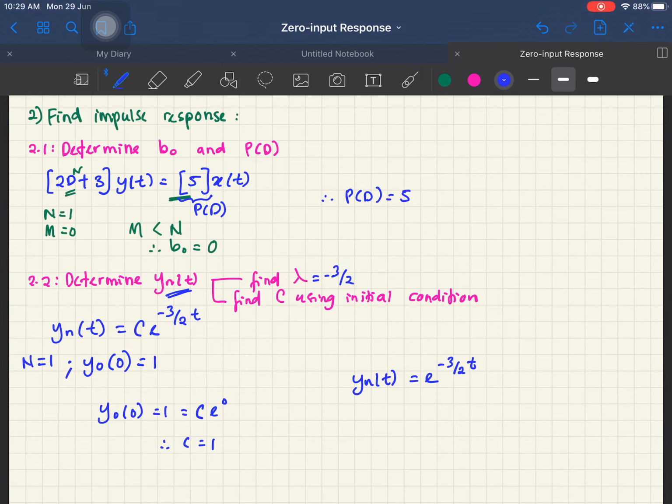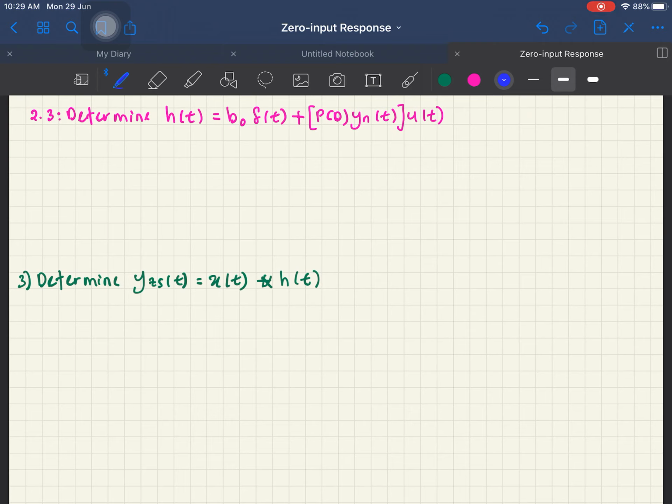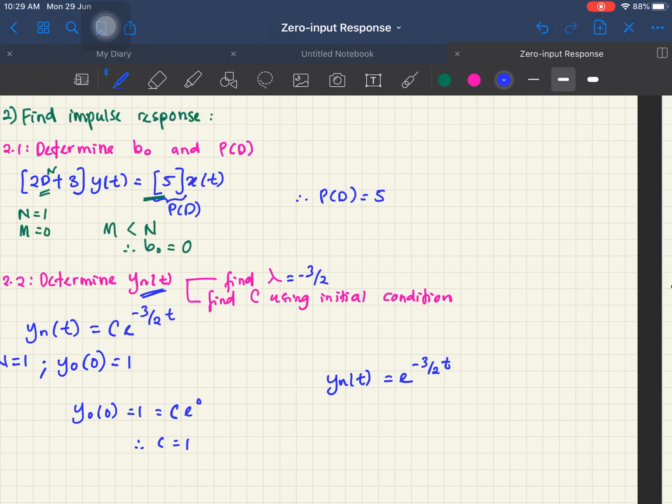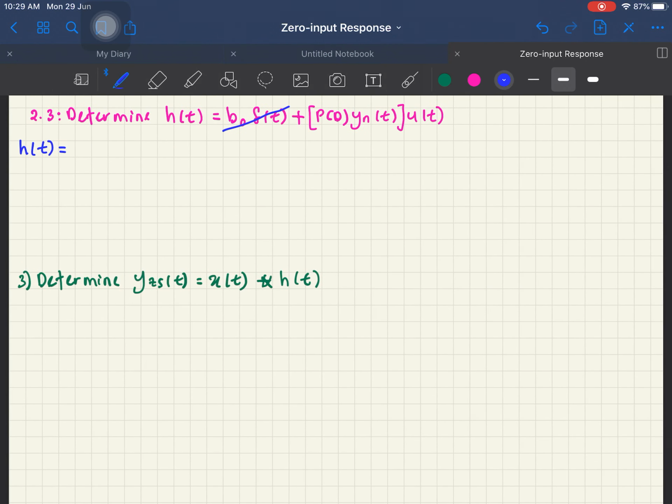Now we have to find h of t, which is given by this equation over here. We know from the previous step that b_0 equals 0, so we are left with h of t equals, and b_1 equals 5, which we already determined here. So this one is 5 multiplied with e to the minus 3 over 2t u of t. So the impulse response is equal to 5e to the minus 3 over 2t u(t).